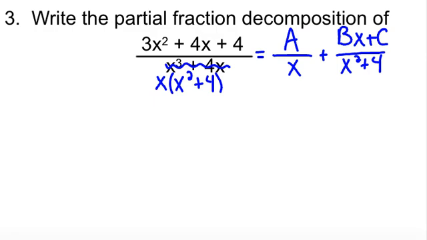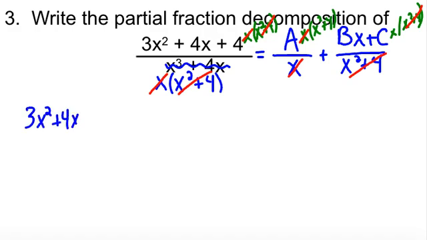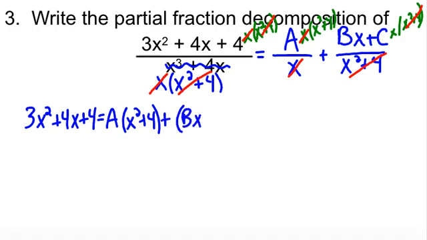Now we're going to continue on a very similar way. We want to get rid of our denominator, so we're going to multiply everything by x squared plus 4, x squared plus 4, and x squared plus 4. We'll cancel out everything that we can and rewrite what we have left. So we have 3x squared plus 4x plus 4 on the left-hand side. Then we have A times (x squared plus 4) plus (Bx plus C) times x.